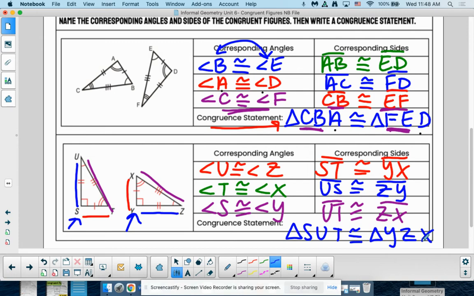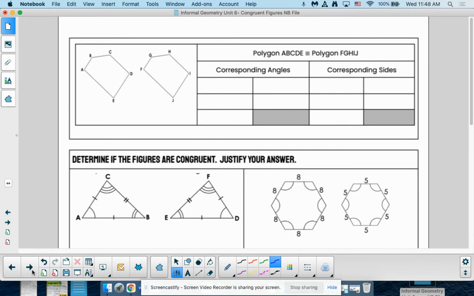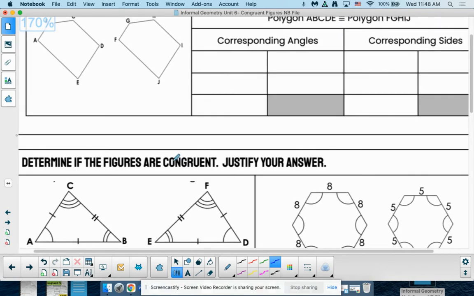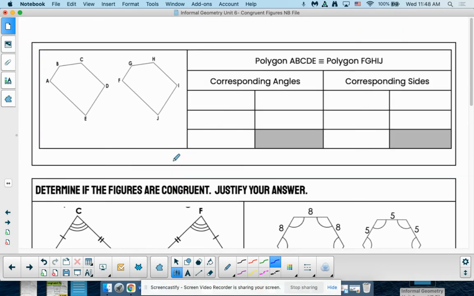So again, you're just looking at your picture or looking at your code here to tell you what matches what. So now on this one, we have a picture, but it's kind of hard to tell what goes with what because there's no markings. So that's why they give us our congruent statement. So you can either use the picture if it helps you to visualize, or you can use the congruent statement to name everything. So if we list our congruent angles, we just have to match our letters.